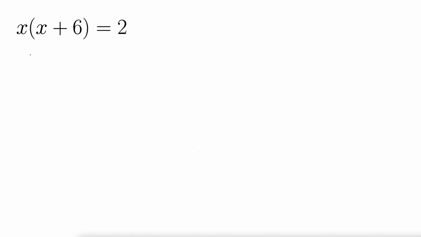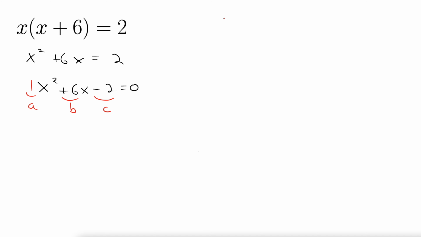Okay, so let's do it. Let's multiply this x through. We have x squared plus 6x equals 2. And again, x squared likes to be set equal to 0, so let's do x squared plus 6x minus 2 equals 0. Okay, now we see that this is a quadratic equation, right? We can get our a, b, and c. We have nothing here, so this is our a. Our b is 6, and our c here is negative 2.